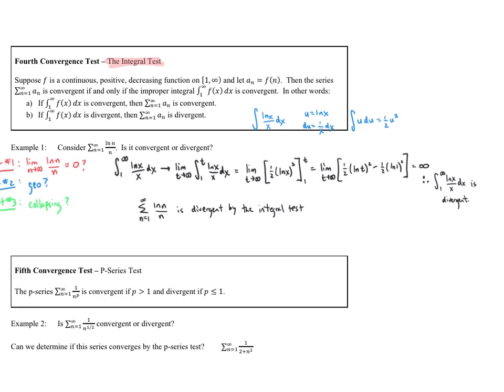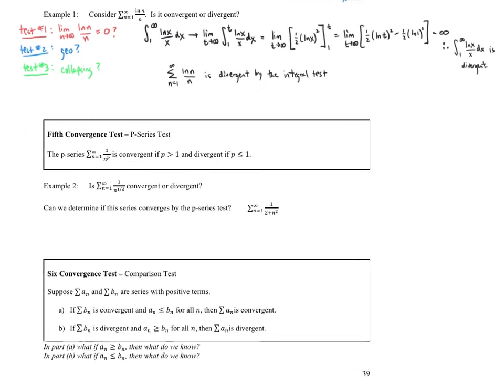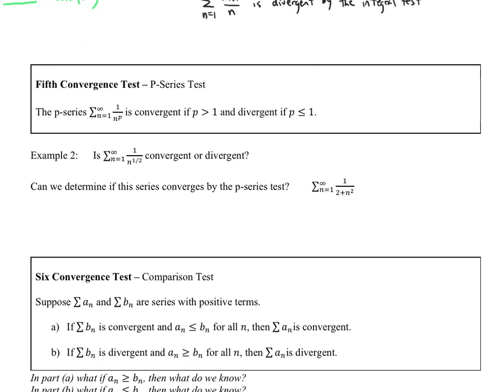Okay, so that's our first example. So that's our fourth convergence test, the integral test. All right, we're going to jump right into the next convergence test, which is the pSeries test. This is very widely used. So I would say up to this point, you have 5 tests, and we're going to often use the first test, the nth term test. We're going to use the geometric test a lot, and we're going to use the pSeries test a lot. Very common one.